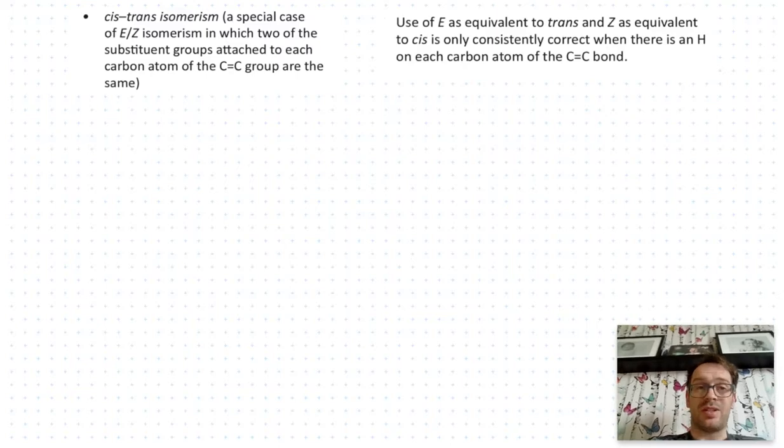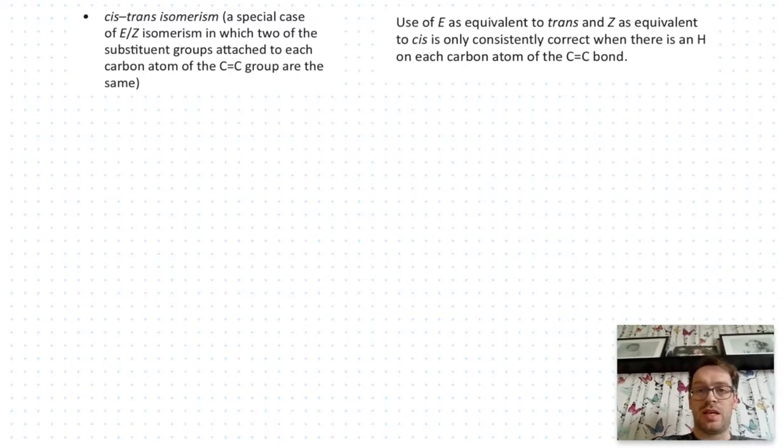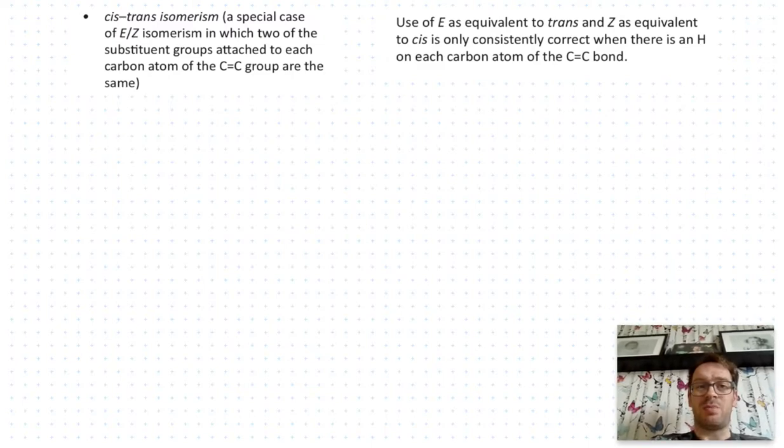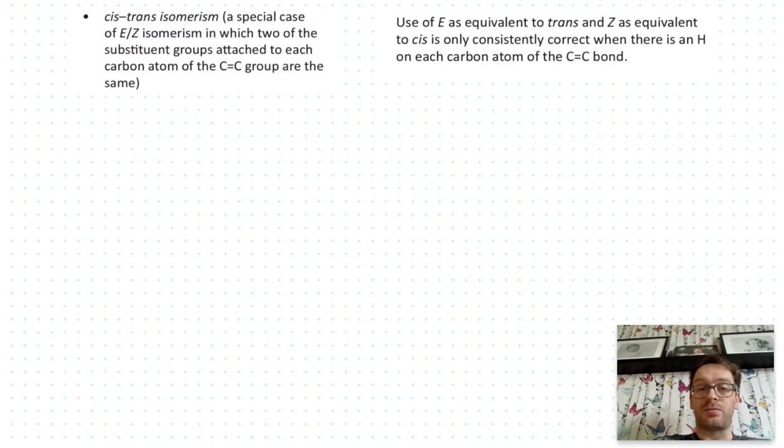Let's have a little talk about cis and trans now, because there are 2 ways of naming isomers that are to do with double bonds. There's EZ and there's cis trans. Let's have a look at the difference. So these are extracts from the spec at the top. Cis trans isomerism is a special case of EZ isomerism in which 2 of the substituent groups attached to each carbon atom of the C=C double bond group are the same. So we only have cis trans when each of the carbons has an identical group.